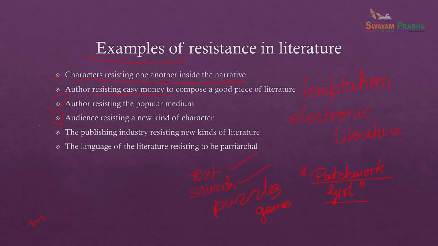Okay, next is the publishing industry resisting new kinds of literature. Of course, if popular literature wants there to be a romance inside the text, the publishing industry will say no, you cannot write this. A person who is meditating all day, why are you writing this? You put some masala into it, you put some romance into it, there should be a boy, there should be a girl, there should be some problem in their relationship, because the audience loves it. Because if the audience loves it, then your book is going to be sold in millions, and if your book becomes a bestseller, then I will be rich.